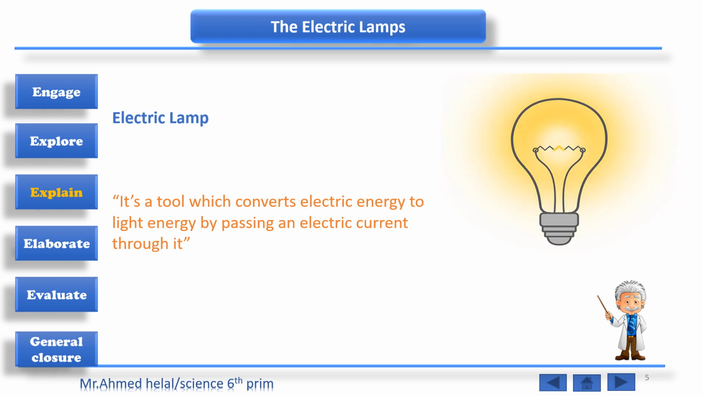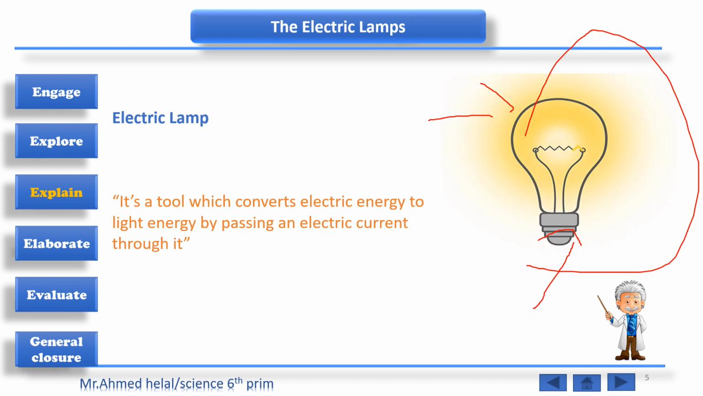And here we have a question: what is the electric lamp? This is the electric lamp. It's a tool which converts electric energy. When you connect it to electric current, it converts it to light energy. So the electric lamp is a tool which converts electric energy to light energy by passing an electric current through it.